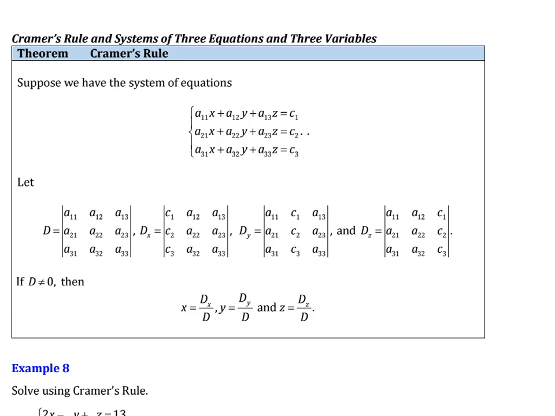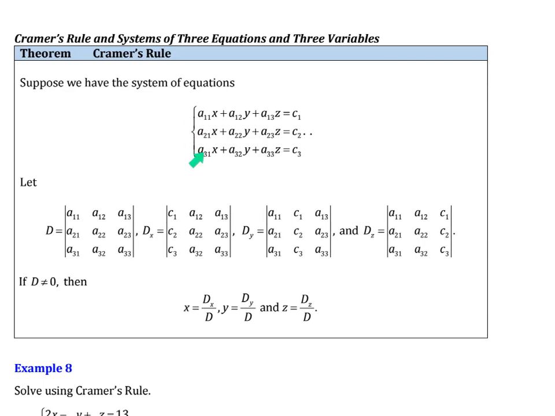Now we've already seen how to do 2 by 2 systems using Cramer's rule. Well, a very similar method applies for 3 by 3 systems. So we take the coefficients and we form a determinant, and then we replace the x column with the right-hand side. We replace the y column with the right-hand side, replace the z column with the right-hand side, and then x will be dx over d, y equals dy over d, and z equals dz over d as long as d isn't 0. So let's take a look at this playing out.